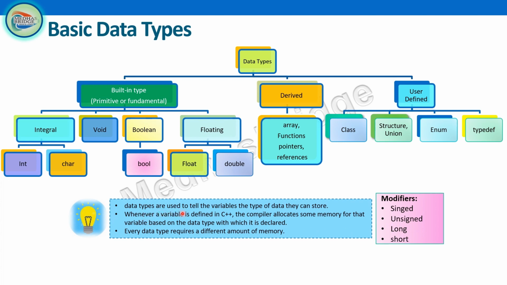Data types are used to tell the variables the type of data they can store. You agree? Whenever a variable is defined in C++, the compiler allocates some memory for that variable based on the data type with which it is declared. Every data type requires a different amount of memory. Point to be noted.